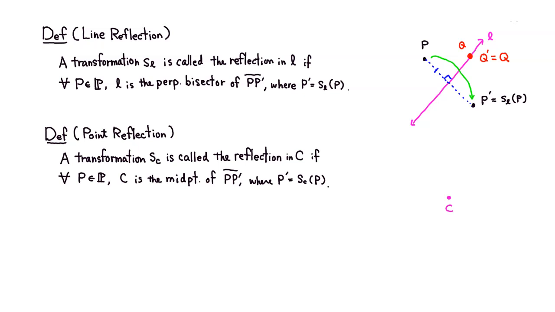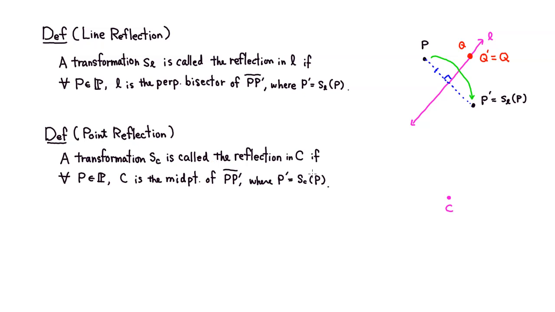All right, so let's look at the definition of point reflection. It says this, transformation. It actually doesn't have to be stated as a transformation, because it's automatically a transformation if it satisfies the condition, but I'm going to just go ahead and call it a transformation. A transformation S of C is called the reflection in the point C if for all points P in the plane, C is the midpoint of the segment PP prime. P prime is the same as before.